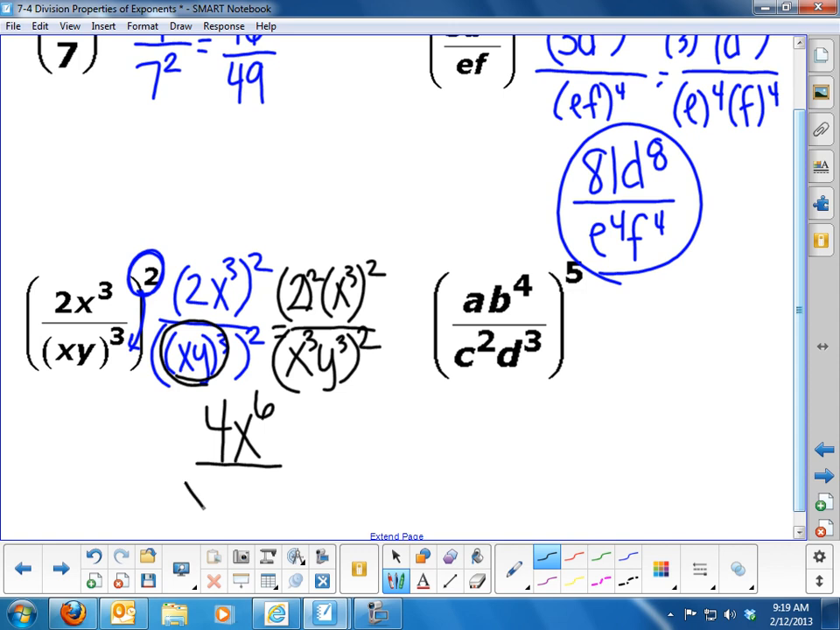So I have x to the third squared, which is x to the sixth. Multiply exponents. Y to the third is being squared. That's y to the sixth. Okay? Now I want to look to simplify this. I see I have an x to the sixth in the numerator that will cancel perfectly with that x to the sixth in the denominator. So what am I left with? 4 divided by y to the sixth.